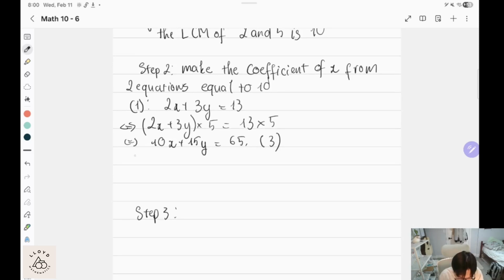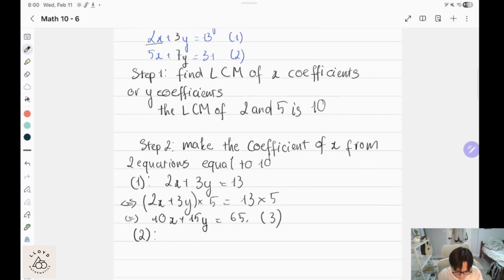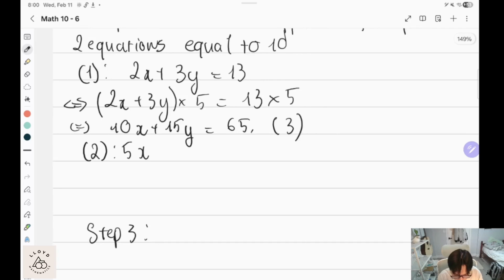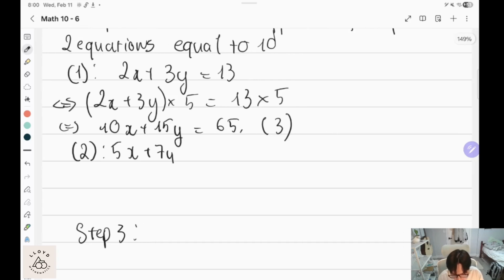And how about the second? The second one I have is 5x plus 7y equal to 31.